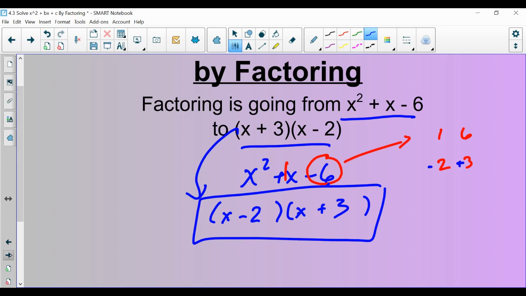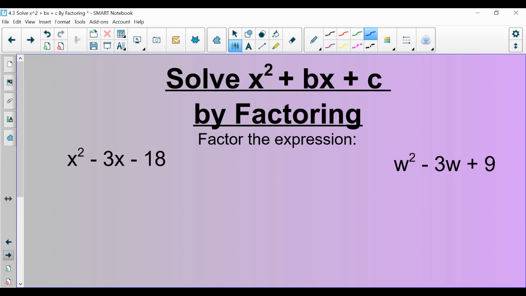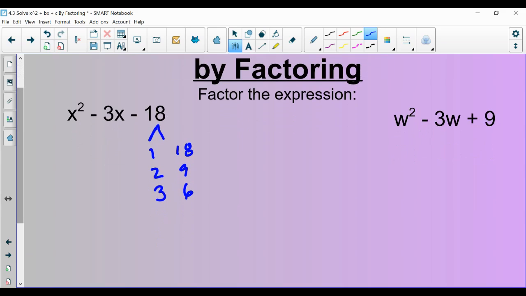Let's try some other ones. So we have x squared minus 3x minus 18. What you're going to do is list the factors of the last term. That's always where you're going to start. Okay, what are the factors of 18? Well, we have 1 and 18, 2 and 9, and 3 and 6. We need to find which of these factor pairs could add or subtract to negative 3.